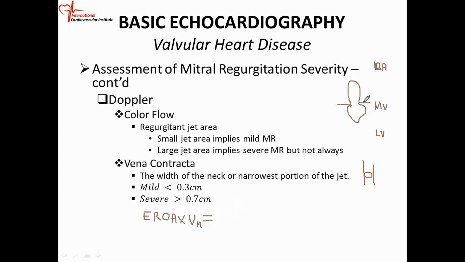So the flow at PISA, remember what we said, you get a series of concentric hemispheric shells in the LV. So again, the regurgitant flow is equal to the flow at PISA. The flow at PISA, any flow, is equal to the area times velocity. So the area of a hemispheric shell is 2 pi r squared.